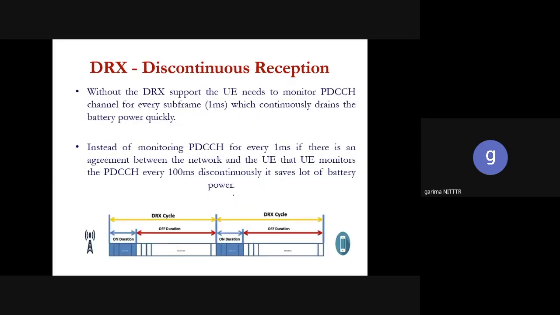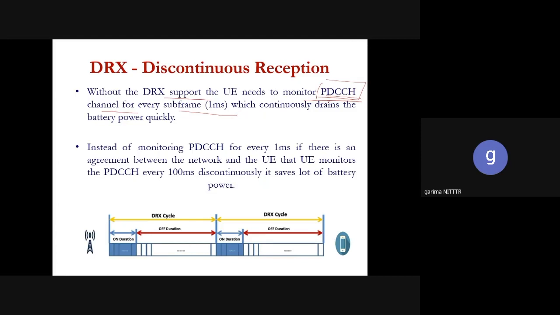So if we see, without DRX support, user equipments always need to monitor this particular channel. This particular channel is the common control channel, our packet data common control channel, because we have some of the channel structures available in every generation for a particular work. So for power management, the user equipment needs to monitor this common control channel for every subframe, for every 1 millisecond.